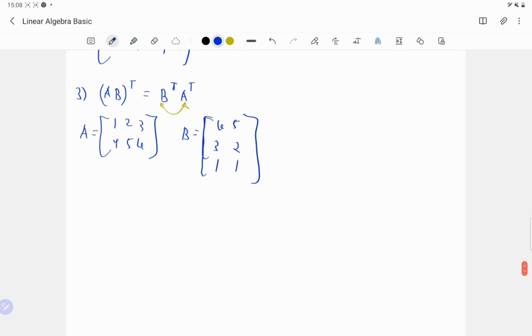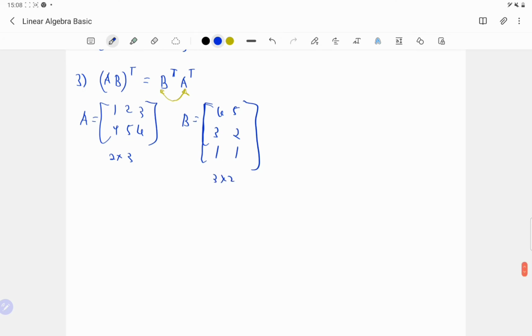Alright. I have this 2 by 3 and 3 by 2. This is a sample. I'm not using a square matrix for now. So I just want to prove that it also applies for non-square. Okay, let's do this. A times B. As you might remember, for matrix multiplication, I said that the number of columns should equal the number of rows. Okay?